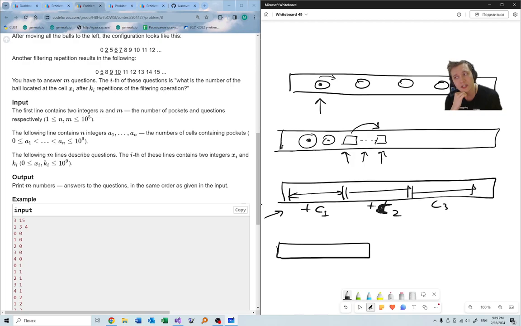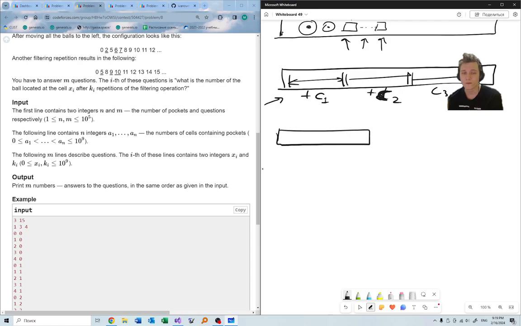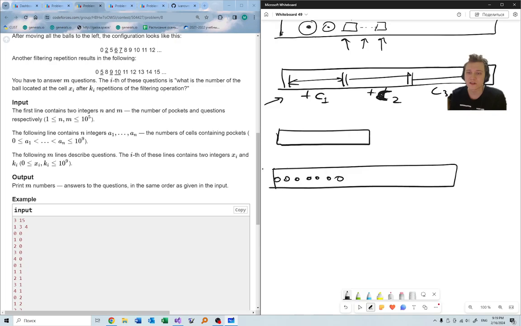For example, let's look at some easy example. Yeah, example is just 10 to the 5th power pockets. Then what happens after 10 to the 9 operations? No, it cannot be. Or can it? Can it be or not? Incredible. I already don't know.